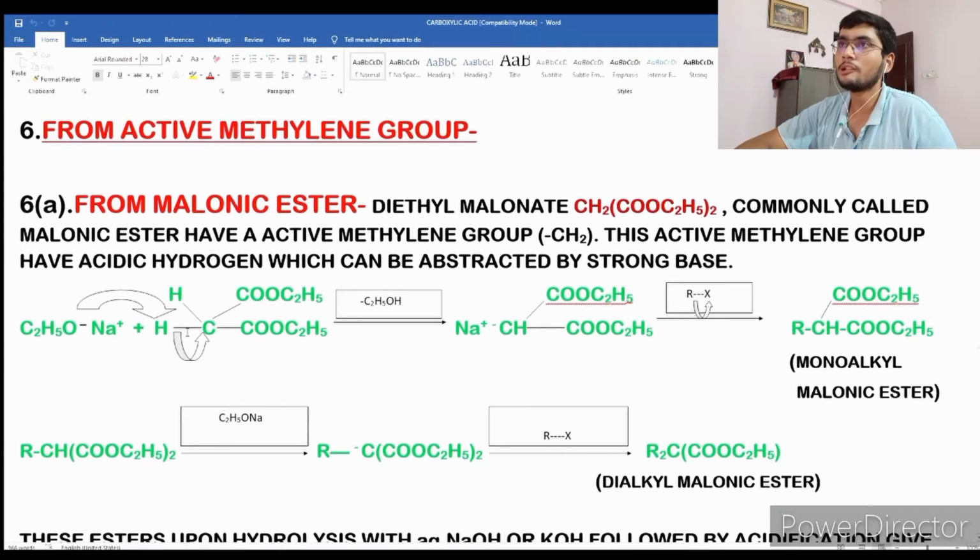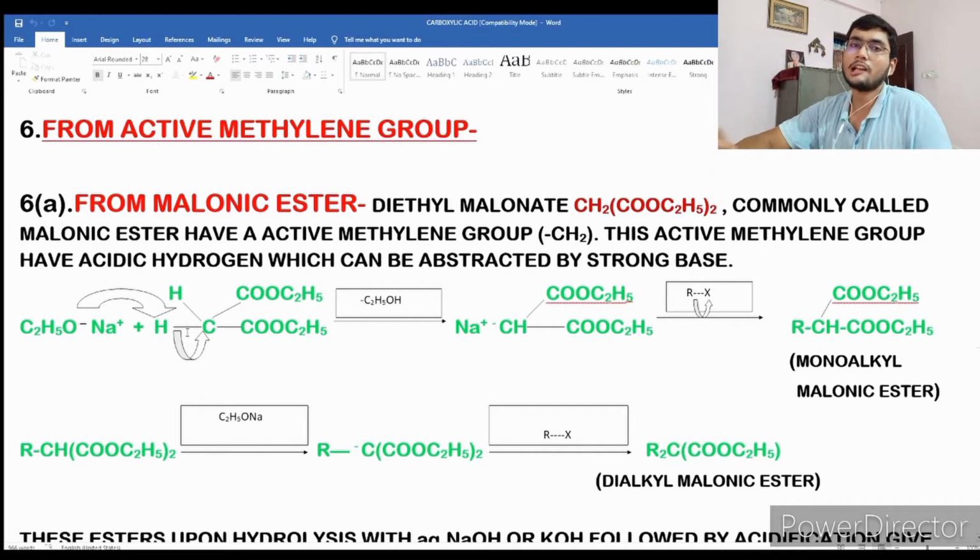Now let us see some other preparation methods. So now we will prepare carboxylic acid from active methylene compounds. Now what is the active methylene compound? Before that, let me tell you what a methylene group is. A CH2 group is known as a methylene group.